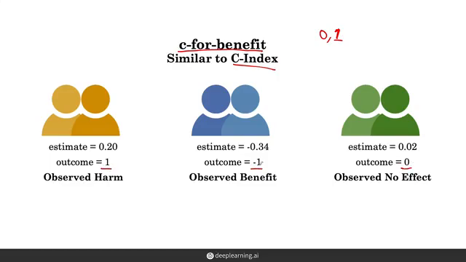A negative outcome corresponds to an observed benefit, just like a negative treatment effect estimate corresponds to a prediction of benefit. A positive outcome, on the other hand, corresponds to observed harm, just like a positive treatment effect estimate corresponds to a prediction of harm.